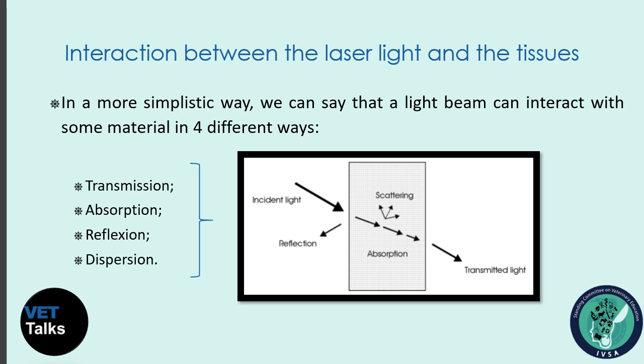So in a more simplistic way, we can say that a light beam can interact with some material in four different ways: transmission, absorption, reflection, and dispersion. And the interaction that we want to produce is basically the absorption, because it's the one that induces biological changes in the tissue, and that is what we want to do with laser surgery.